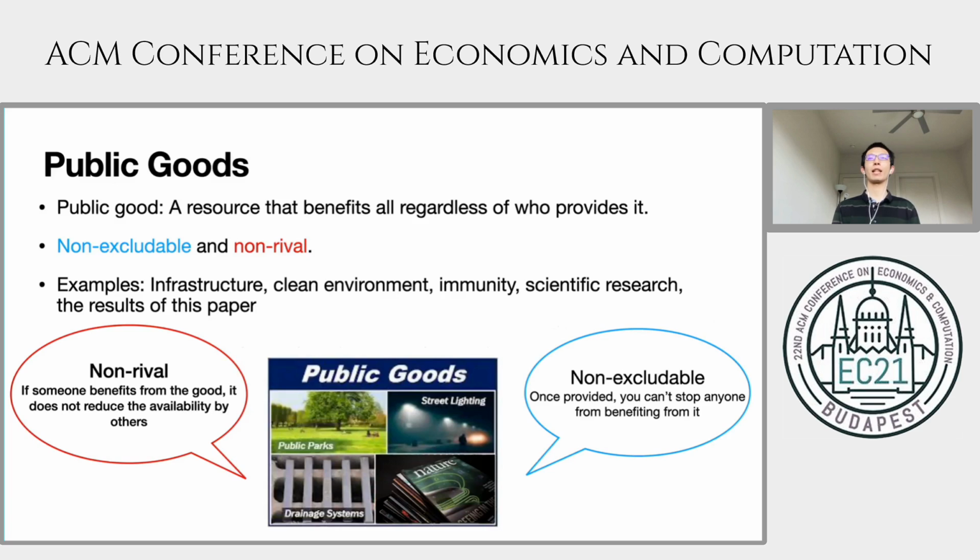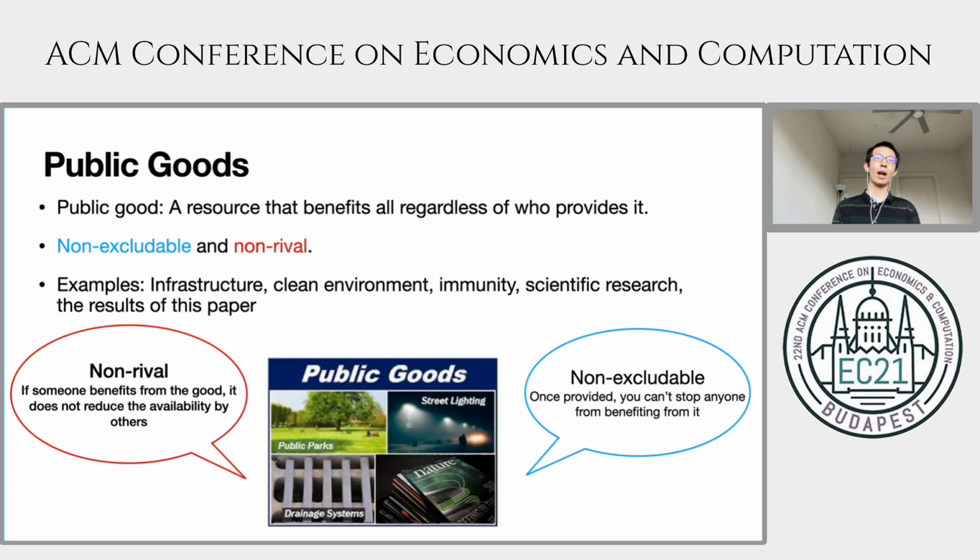I will start by defining public goods. A public good is a resource that benefits all regardless of who provides it. In economic theory, a resource or a good is usually classified by exclusivity and rivalry. In particular, a public good is non-excludable and non-rival. Here, non-rival means the availability or value of the good will not be affected if others use it. And non-excludable means once the good has been provided, one cannot stop anyone else from benefiting from it.